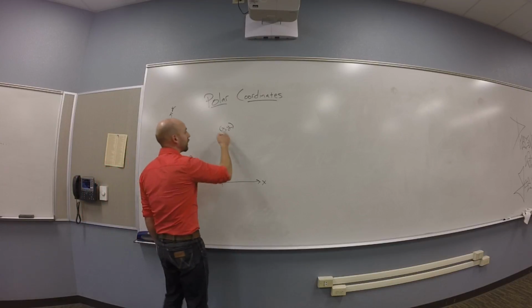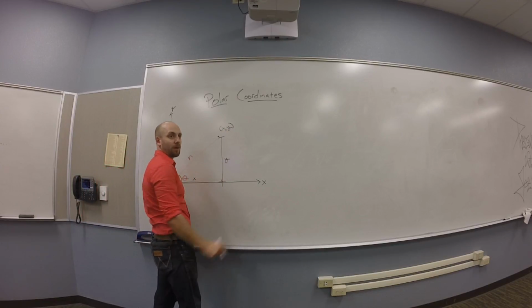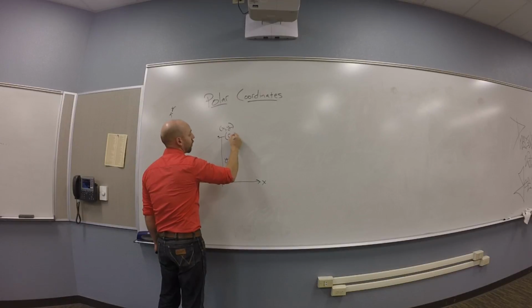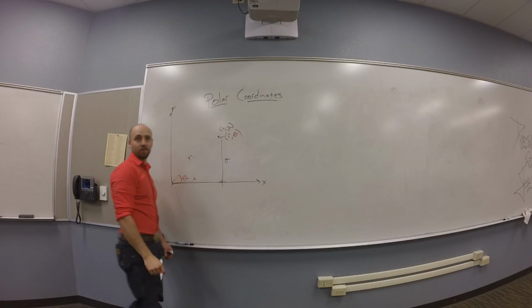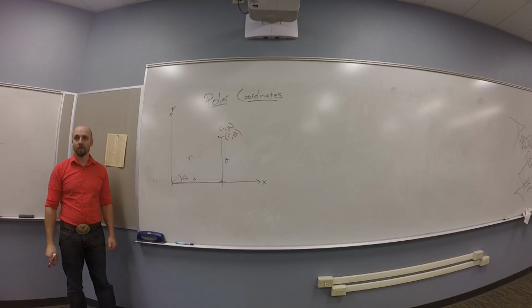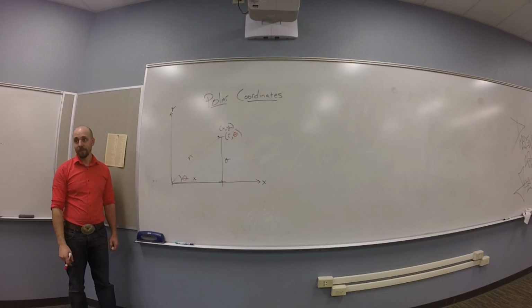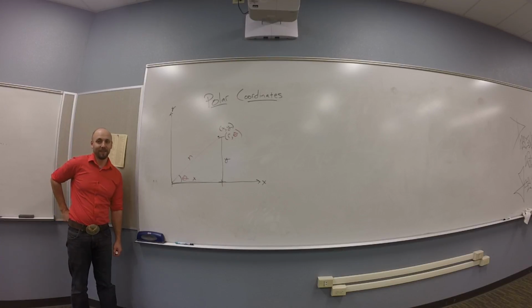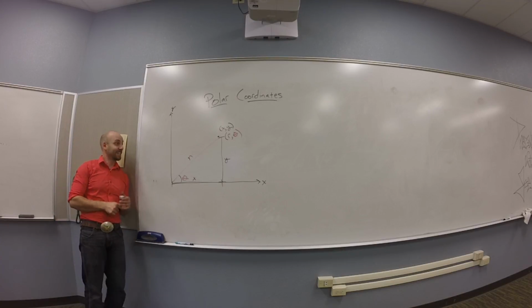And then alternatively, instead of calling this a point x comma y, I might call it a point r comma theta. R theta. I've seen that maybe in a previous class, like maybe a trig class.